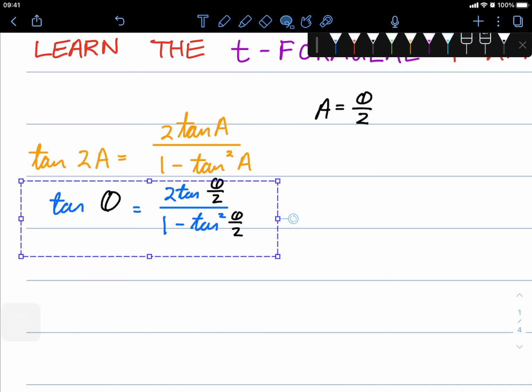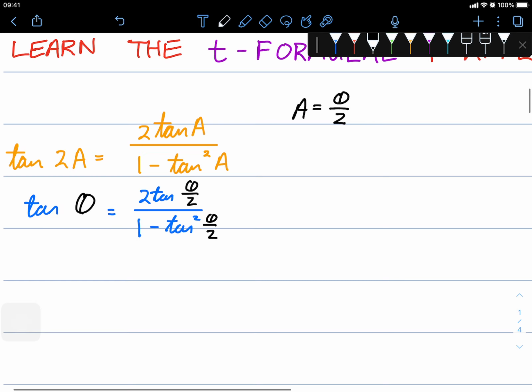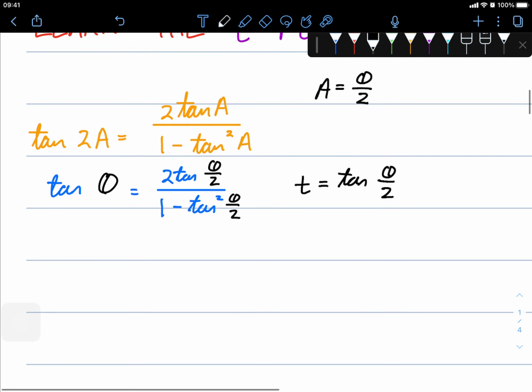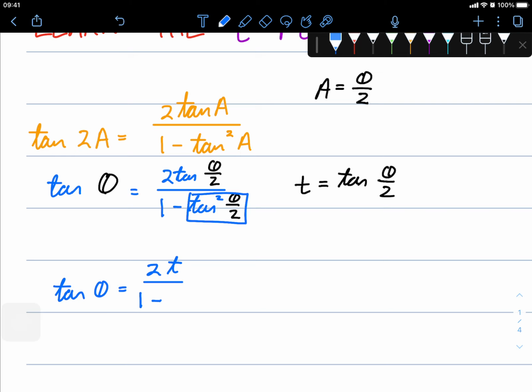Now this doesn't look as neat just yet, but if you give it a moment, we'll say that we let t equal tan theta on 2. So this will give us now, the left hand side is still tan theta. Tan theta on 2 is now t, all over 1 minus tan squared theta on 2, which is now going to be t squared.